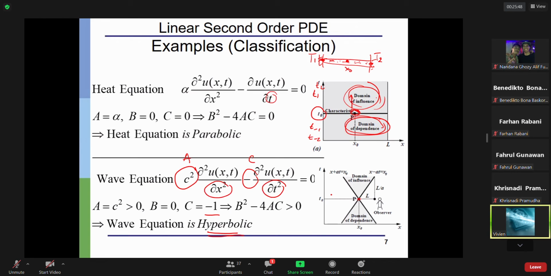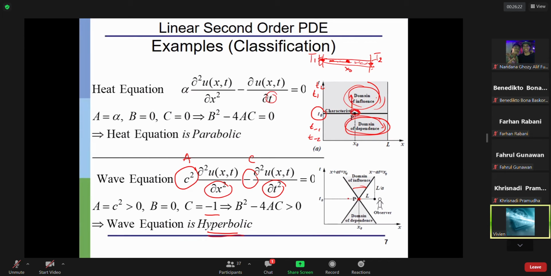So what will be affected by the disturbance that we give here? We see here that the domain that will be influenced, or affected, by the disturbance that we give is in this area. So there is a big difference between parabolic and hyperbolic, because in parabolic, if we give a disturbance at one point here, all of the points here will be affected as well by the disturbance that we give.